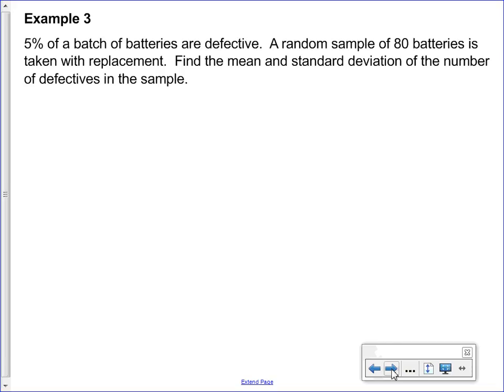Okay, well, here's the batteries. 5% of a batch of batteries are defective, on average. A random sample of 80 is taken with replacement. So in other words, you put it back. That's not a big deal. Find the mean and standard deviation of the number of defectives in the sample.